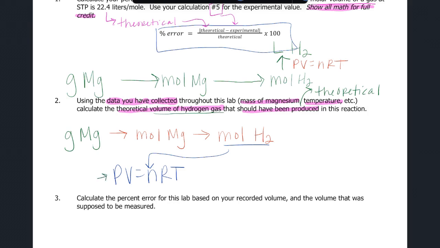For P, we're going to use the answer from the first number 2, not this number 2, the first number 2. Volume is what we're trying to calculate. We know the value of R, and the T is going to be the number you calculated in the first number 1, not this number 1. And then this is going to give you, remember, an answer with a unit of volume. So make sure you remember your unit.